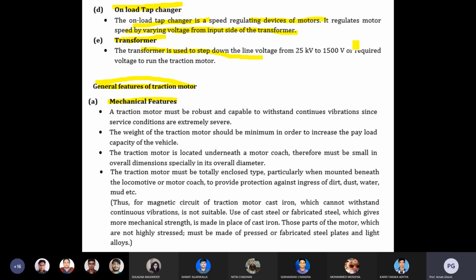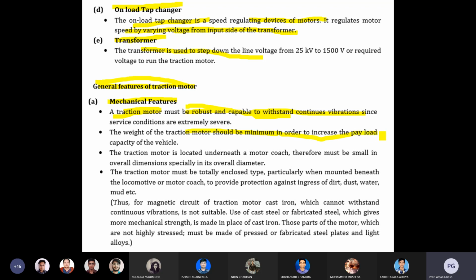The mechanical feature is the traction motor. The traction motor must be robust and capable of withstanding continuous vibrations. Vibration is a primary factor when you are moving your train. Vibration will definitely be there, so you cannot avoid it. What you can do is design the system in such a manner that it is robust and capable of withstanding these conditions. The weight of the traction motor should be minimal in order to increase the payload.